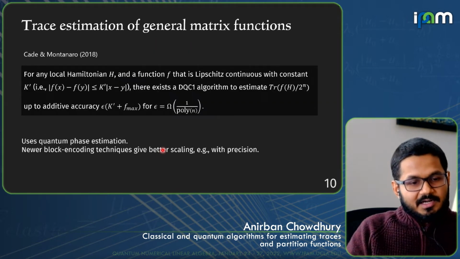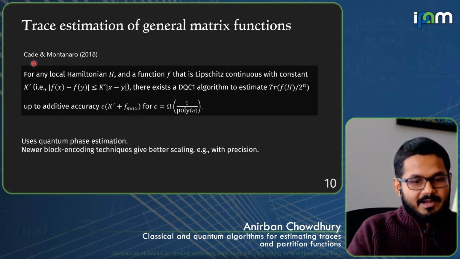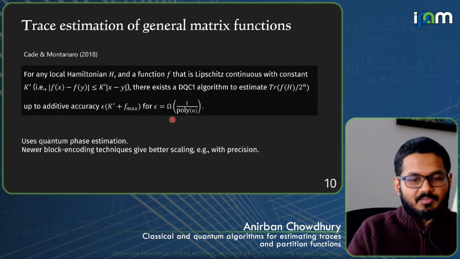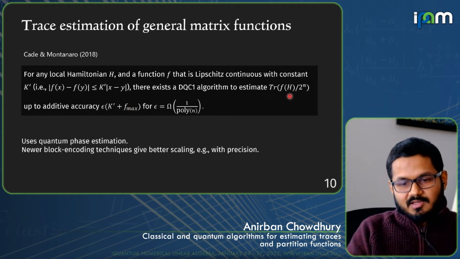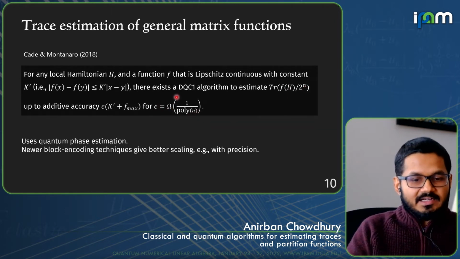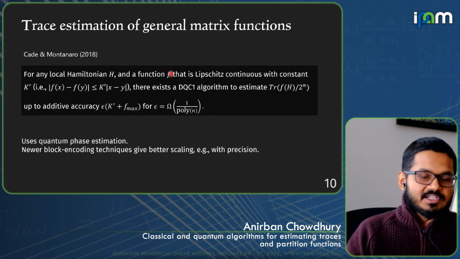So it turns out there's a result predating ours, which is due to Kate and Montanaro, who classified the functions whose traces you can estimate in this model. They're considering the problem of estimating the trace of f(H) over 2 raised to n, the normalized trace, up to some inverse polynomial error. They show that if the function satisfies certain smoothness conditions, you can always have a DQC1 algorithm.